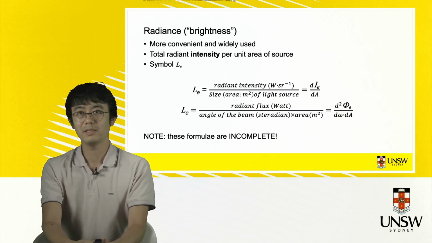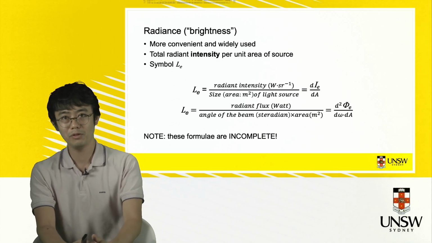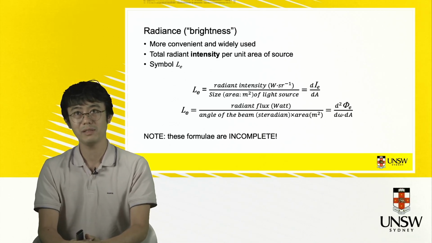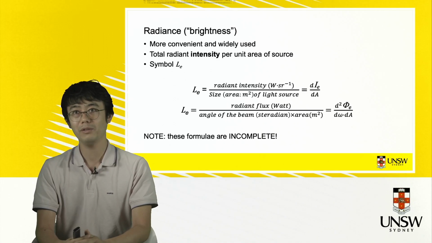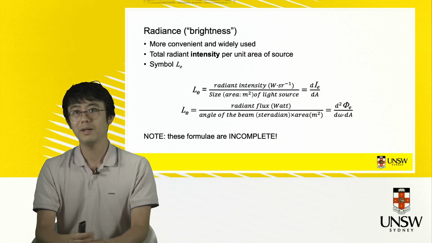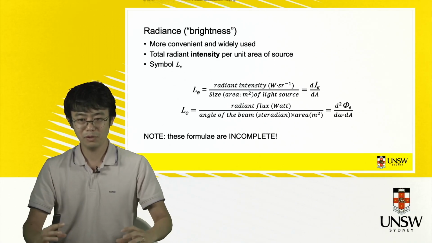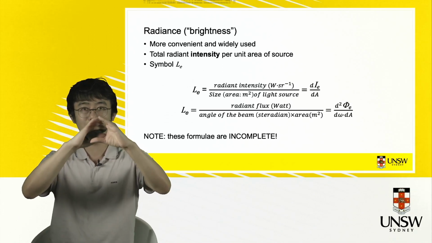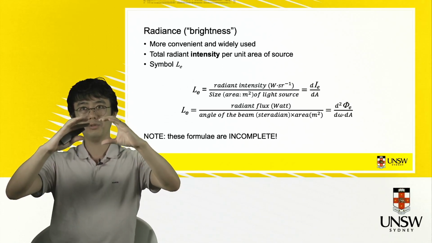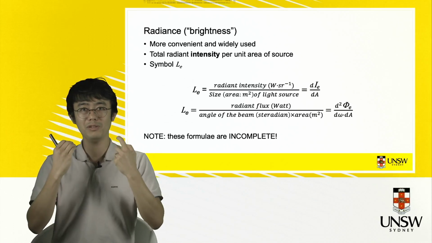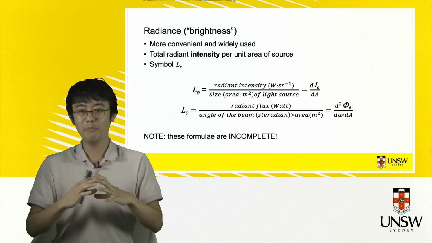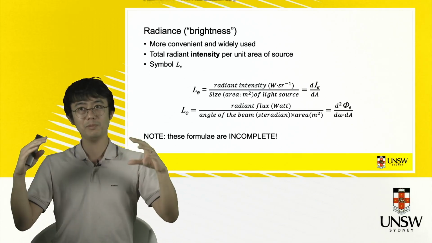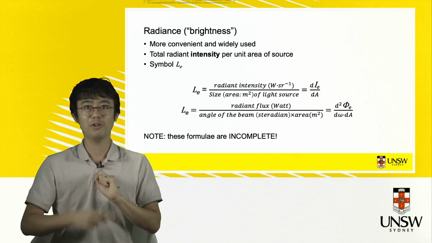In comes radiance, and yes, the best way to describe it using plain English is brightness. It's more convenient, it's more widely used. What it's saying is, well, if you have a source that has an intensity of, let's say, 100, you double that in size, you get 200. You get a much more intense beam from a bigger light source, everything else being equal. But note that this formula is incomplete.